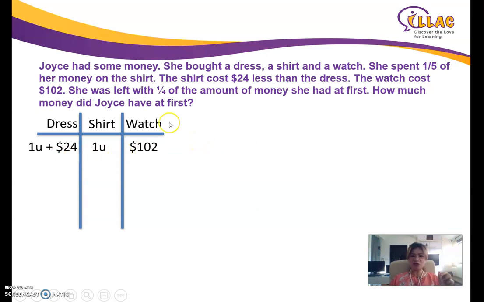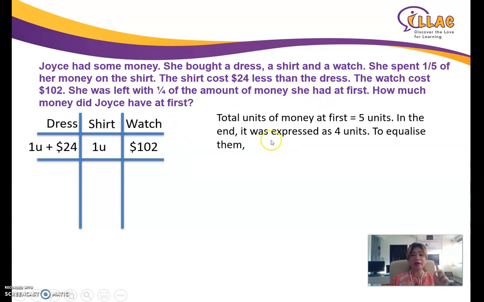Then they tell you she was left with 1/4 of the money she had at first, which means they want you to express it as 4 units in the end. But at first there are 5 units. Total units of money at first is 5 units. In the end, it was expressed as 4. So how do you equalize them?